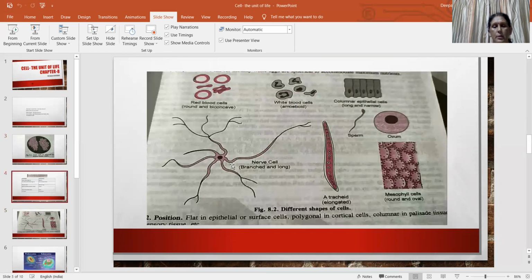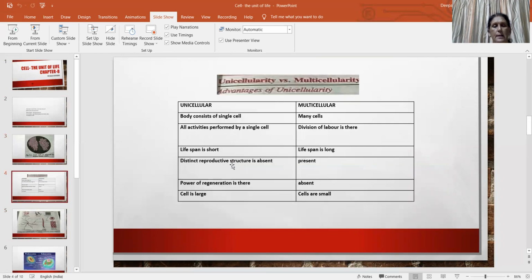Next, a cell may be unicellular or multicellular. That means an organism may contain a single cell or may be made up of many cells. An organism made up of a single cell is called a unicellular organism. An organism made up of many cells is called a multicellular organism. So how can we differentiate unicellularity and multicellularity? These are some differences.